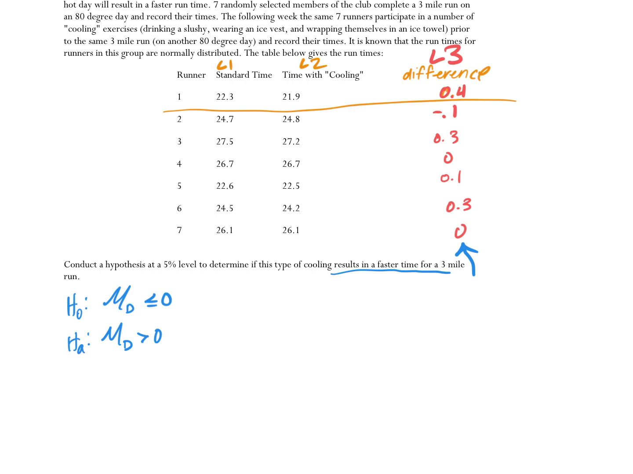Wait, why should it be positive? I just don't understand. Because the standard time minus the cooling time, if the cooling time was faster, the cooling time would be smaller than the standard time, yes? Okay. Yeah. Oh, okay. I didn't read the original question. Everybody good? Yeah. Okay. You guys.